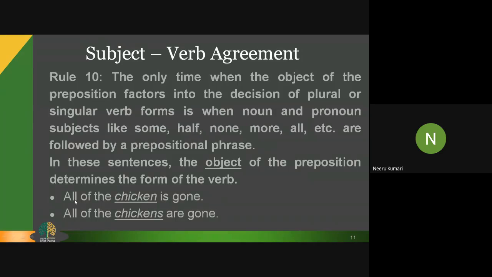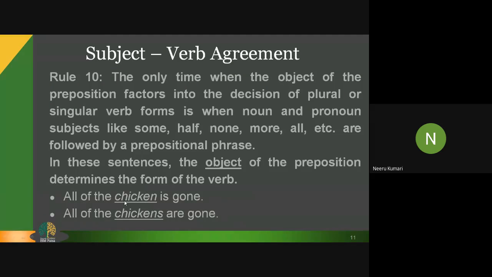Say, for example, you can see here, though all is the subject, here the emphasis is on the object. If you remember yesterday, I clearly stated that whenever these are the words, you should keep this in your mind: some, half, none, more, all. Whenever these are followed by prepositional phrases, we check the object, and then based on the object, we include the verb. The verb agrees with the object.